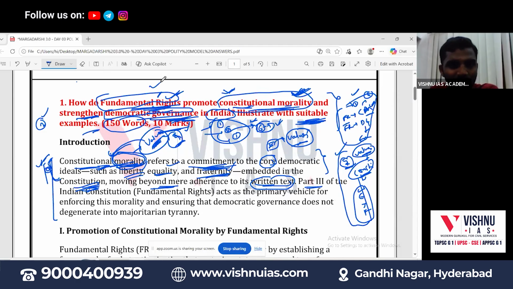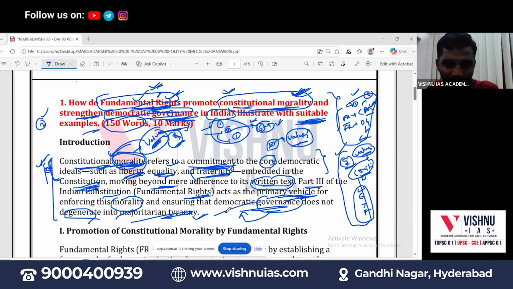Now coming to the second point, fundamental rights. This part also we have to address. Part 3 of the Indian Constitution is about fundamental rights. This is the vehicle for enforcing this morality. That means to achieve liberty, you need fundamental rights. To achieve equality, you need fundamental rights. To achieve fraternity, you need fundamental rights. So fundamental rights are like a vehicle for constitutional morality, ensuring democratic governance does not degenerate into majoritarian tyranny. That means if governance has to be democratic and not fall into majoritarian hands, what do we need? Constitutional morality. For that, what do we need? Fundamental rights.